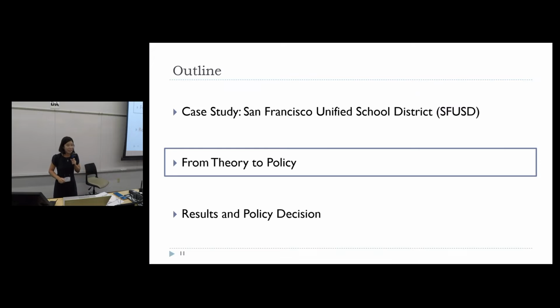And so this was the context that we entered into when we started working with the district in 2019 to redesign their student assignment policy. Now I'm going to try to tell you a little bit about how we drew on existing school choice theory and also used some optimization to augment the set of policies that they were considering and also to evaluate them.